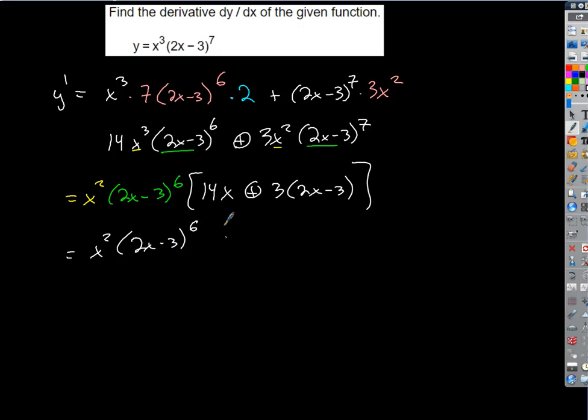now what can we do inside the brackets here? If we distribute the 3, we're going to get a 14x plus 6x is 20x, and then I get a minus 9. So now we're done. Questions?